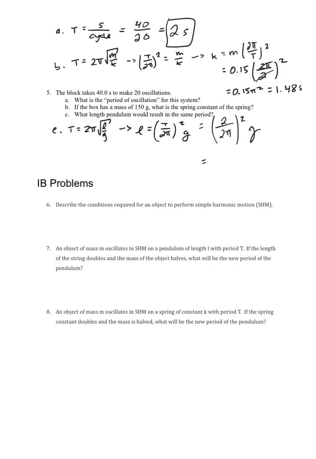Thus, we would need to have a pendulum of length 0.99 meters, or 99 centimeters, to have the same period that this spring does. So now let's get into our IB problems.